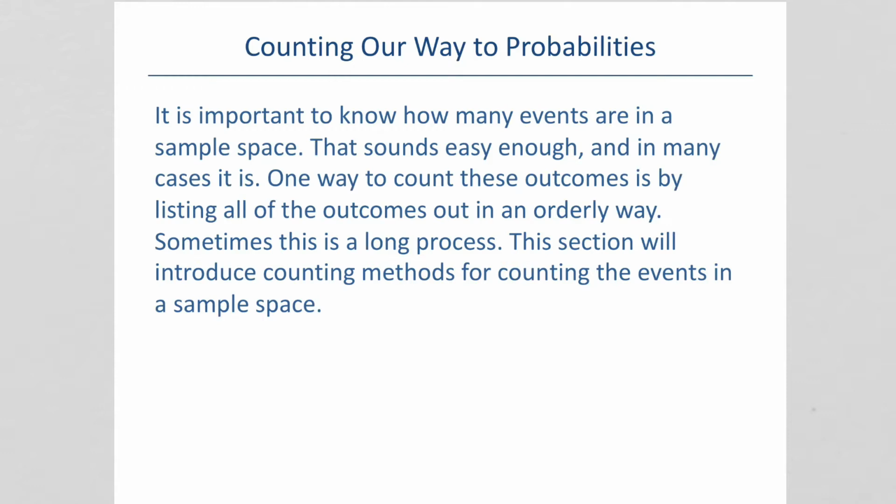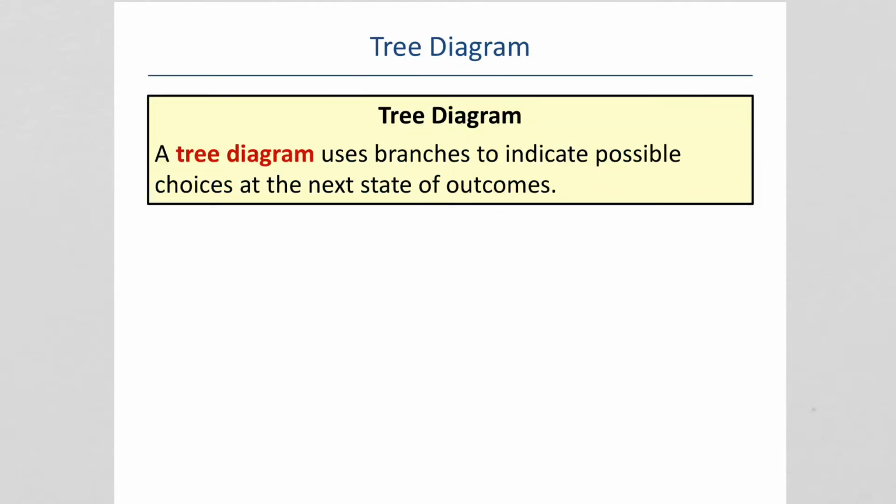One way to count these outcomes is by listing all of the outcomes out in an orderly way. Sometimes this is too long. This section will introduce counting methods for counting the events in a sample space. A tree diagram uses branches to indicate possible choices at the next stage of outcomes.